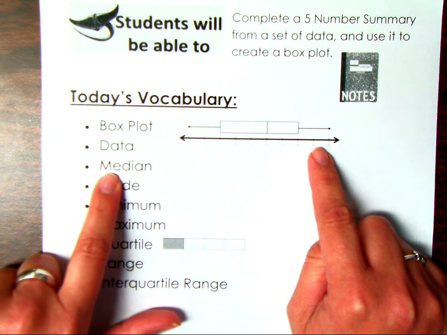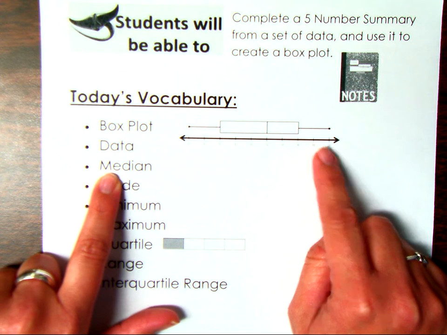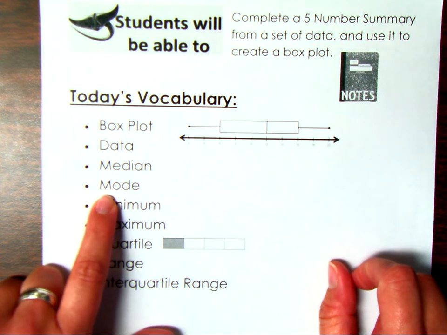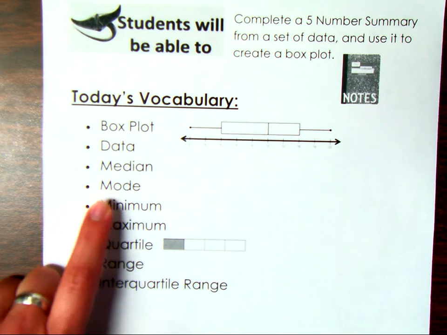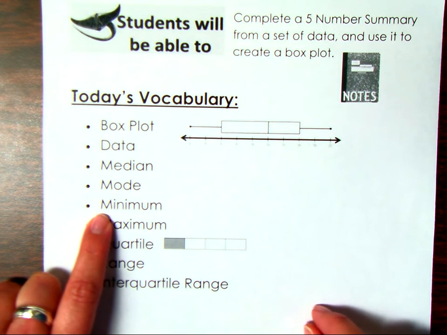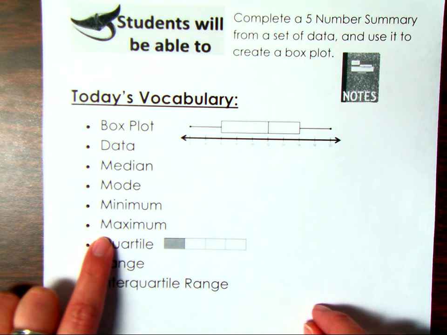We've talked about median before in 6th grade, and median is the number in the middle when your numbers are ordered from least to greatest. Mode is the number that happens the most often. So what number appears the most? Now with that being said, there could be one number, more than one number, or no mode. If no number repeats itself, then that data has no mode. The minimum is your smallest number, your maximum is your highest number.